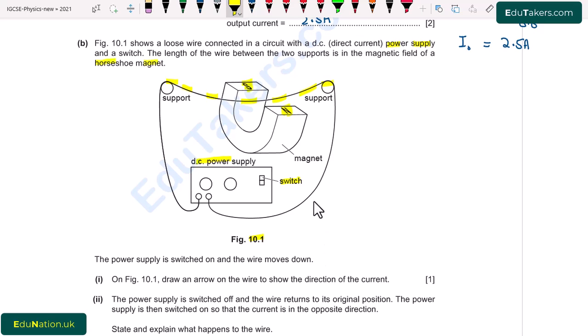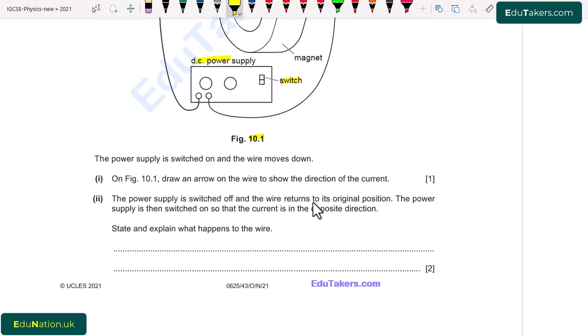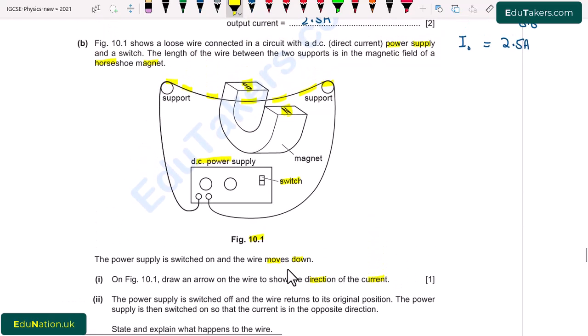The power supply is switched on and the wire moves down. On figure 10.1, draw an arrow on the wire to show the direction of current. Here we have to show the direction of current. So in this wire, the direction of current will be from right to left. First of all we have to know how the direction of current is determined. For this we use the Fleming left hand rule, and here we are given that the wire moves down.